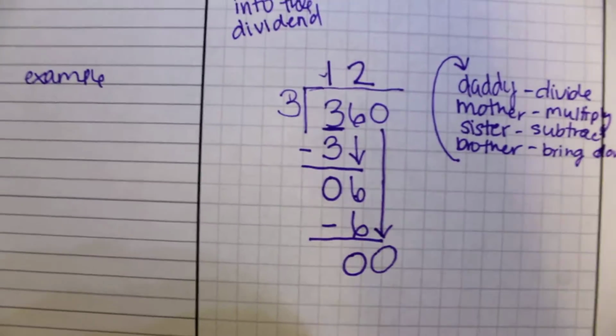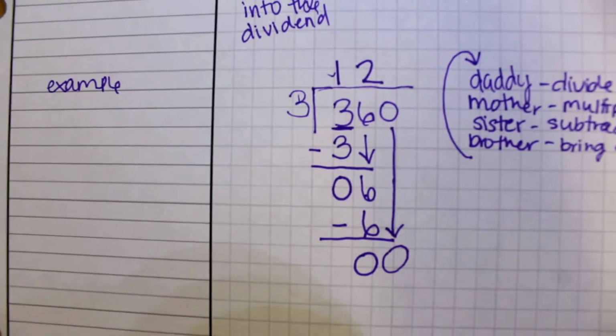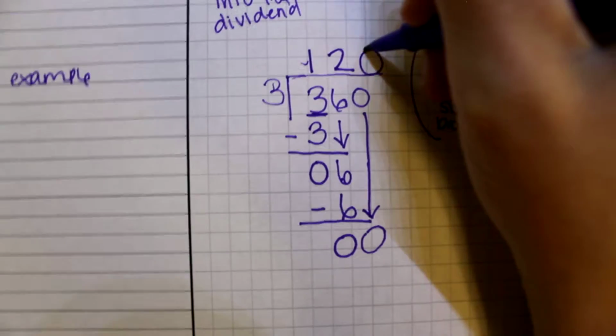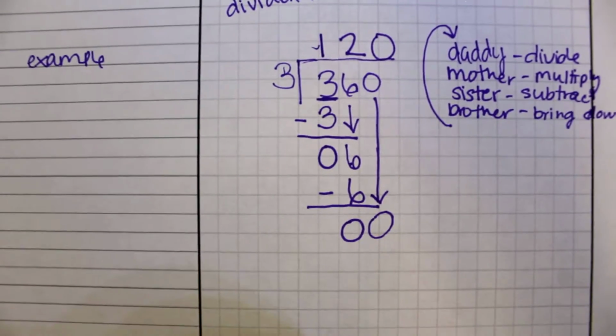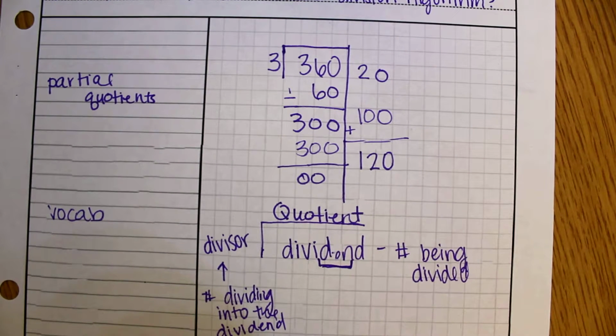Now I need to think to myself, how many times does 3 divide into 0? 3 divides into 0 0 times, and I'm going to write a 0 on top. And I am all finished. 360 divided by 3 equals 120. We got that same exact answer for partial quotients, 120.